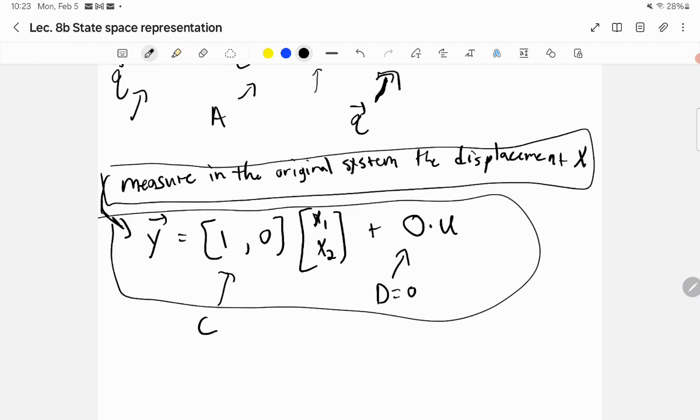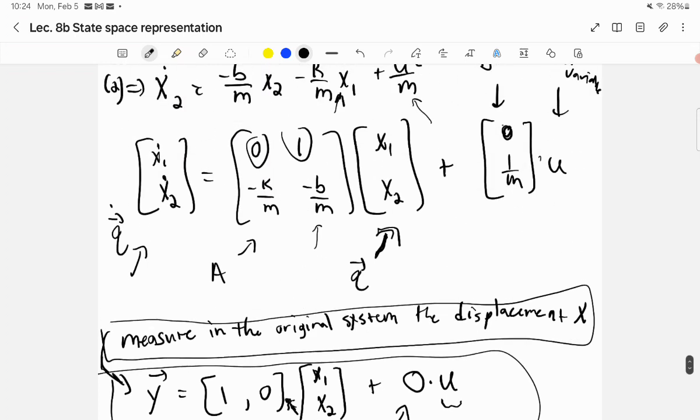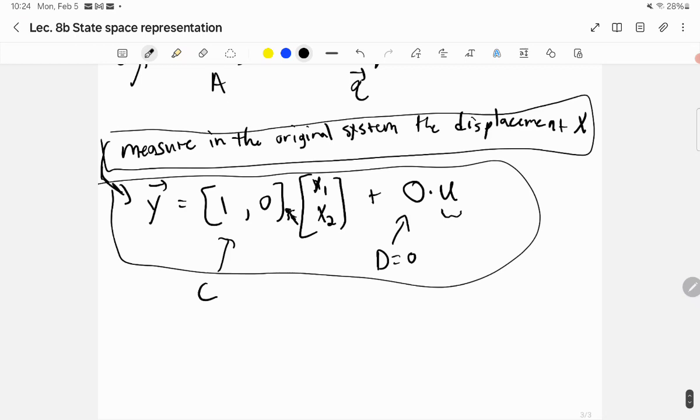So this has to be the matrix C, which is just, again, just a vector. And notice that I'm only measuring x1. So x1, obviously 0 times x2 because I'm not measuring x2. Okay? And then finally over here, I'm just multiplying u by 0, right? Because I didn't have any measurement of the input force in this original system. Now you can imagine that if I had measured the input force, I would need maybe d equal to 1, for instance, or something like that.